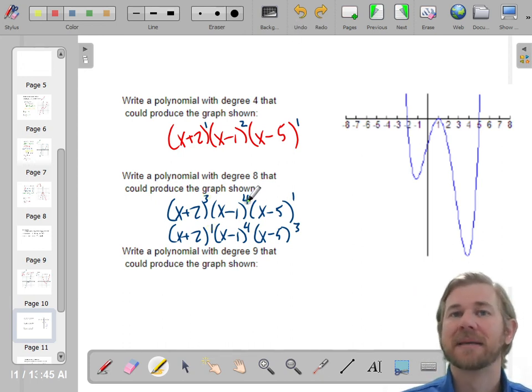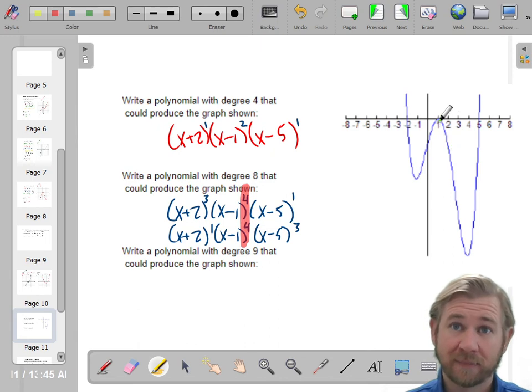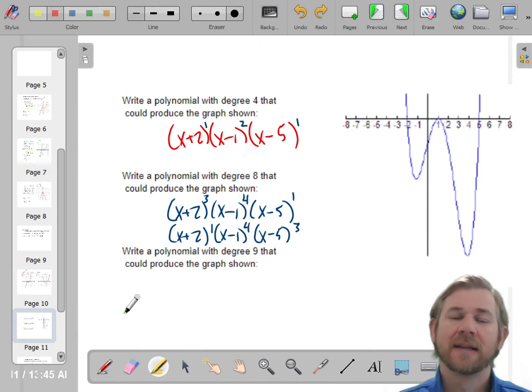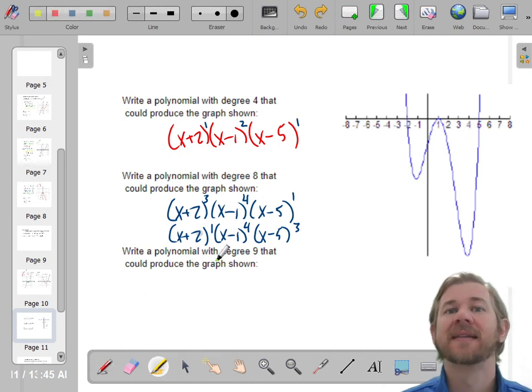But the main thing is the middle one at x equals 1. It's a bounce off, so that's got to be an even degree. The others have to be odd. Now this is a trick. It says write one that's in degree 9.